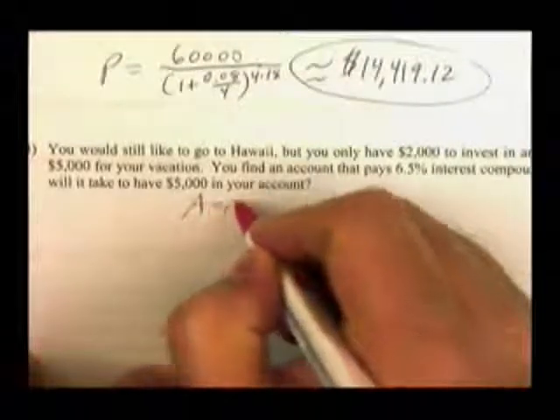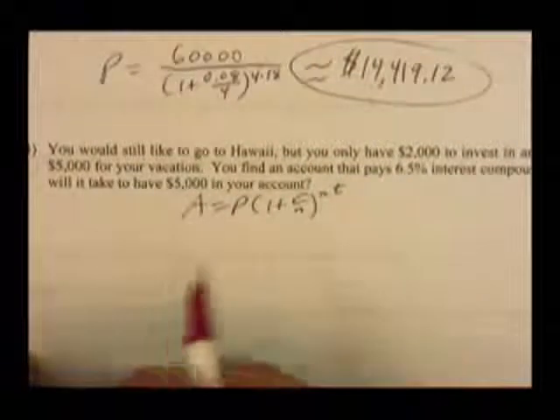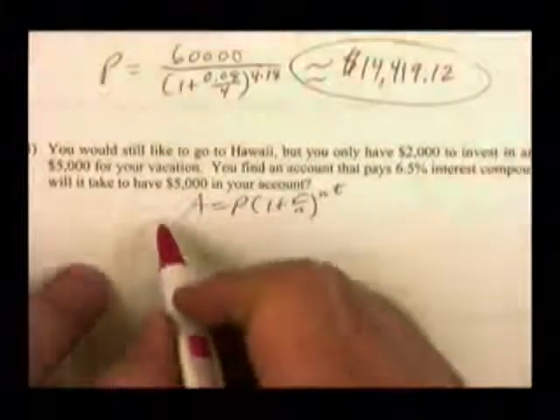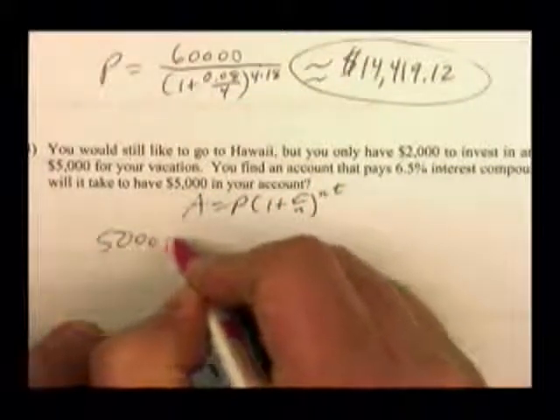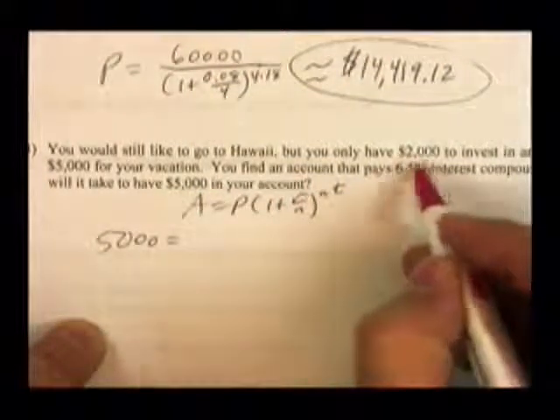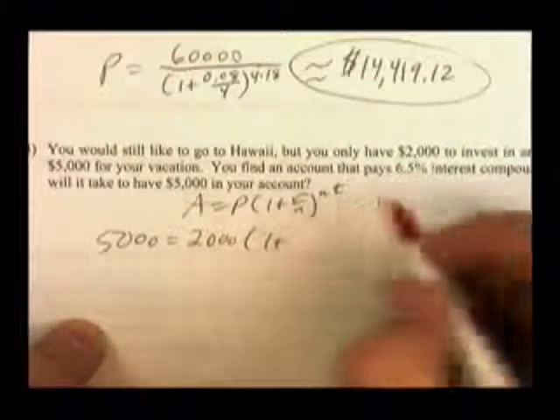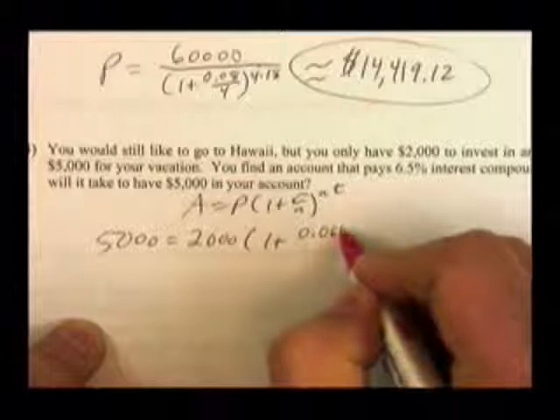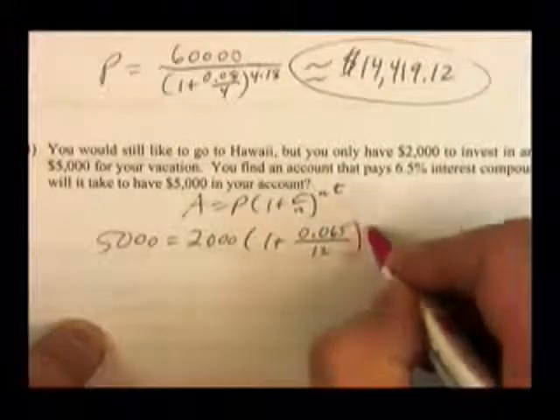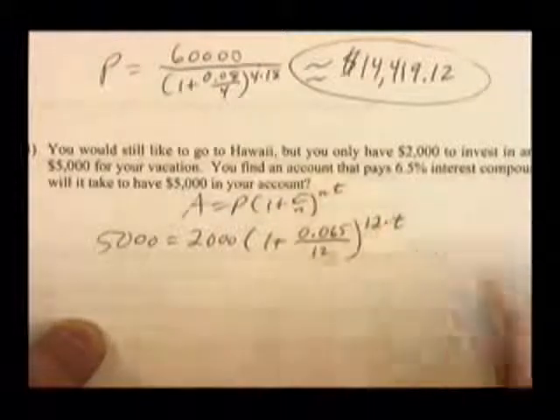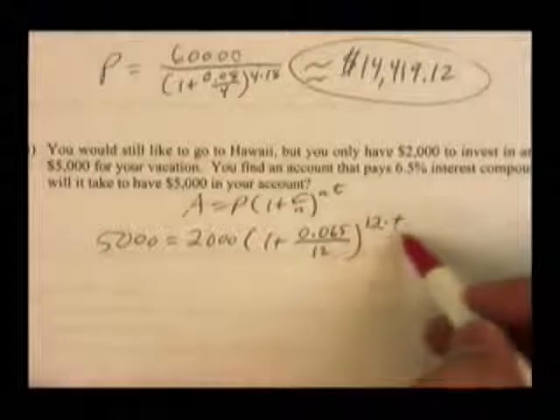So we have A equals P times 1 plus r over n to the nt. On this one, we know that the 5,000 is our A. We know that the P is 2,000. The r is 6.5%, so we change that into a decimal. It's compounded monthly, so that's going to be 12 raised to the 12 times, and what we don't know is t. So I need to solve this for t.